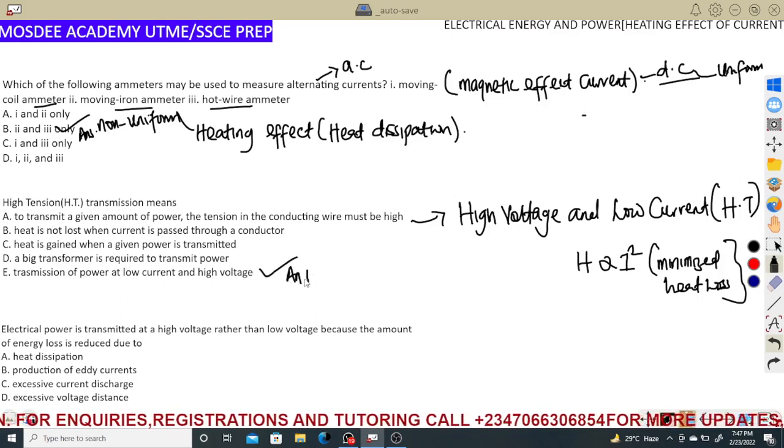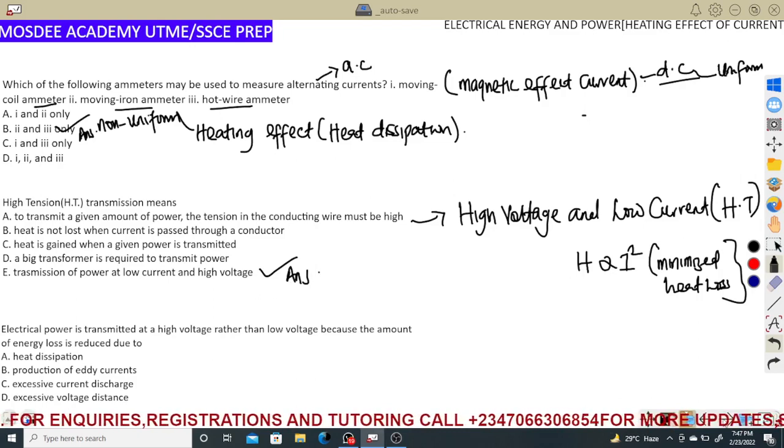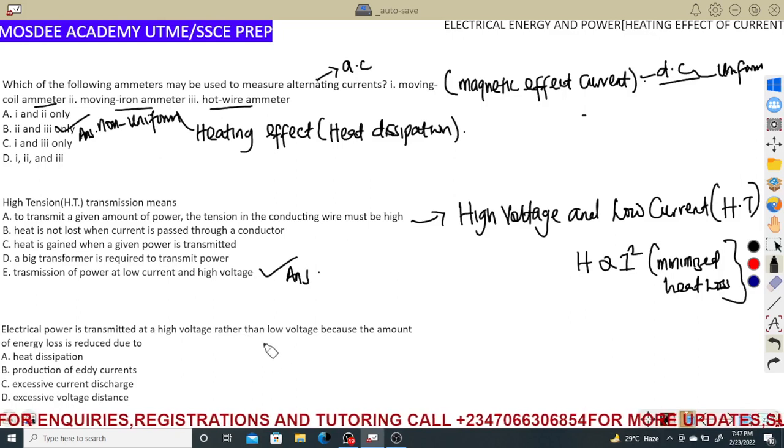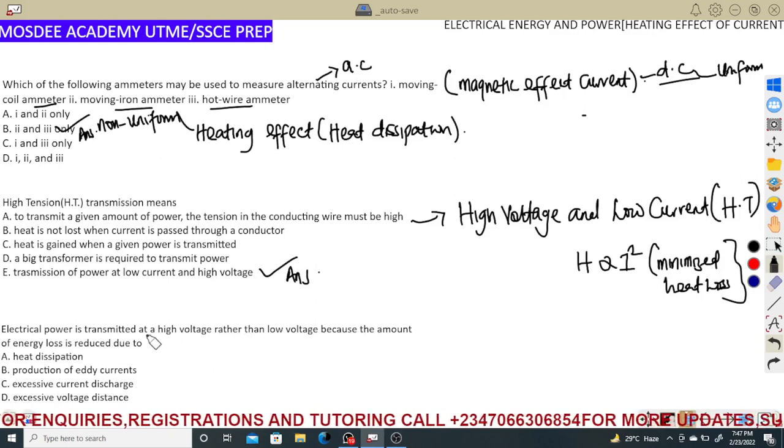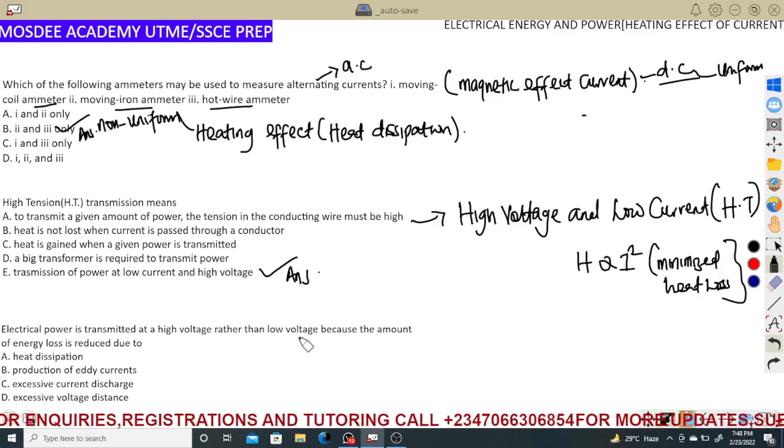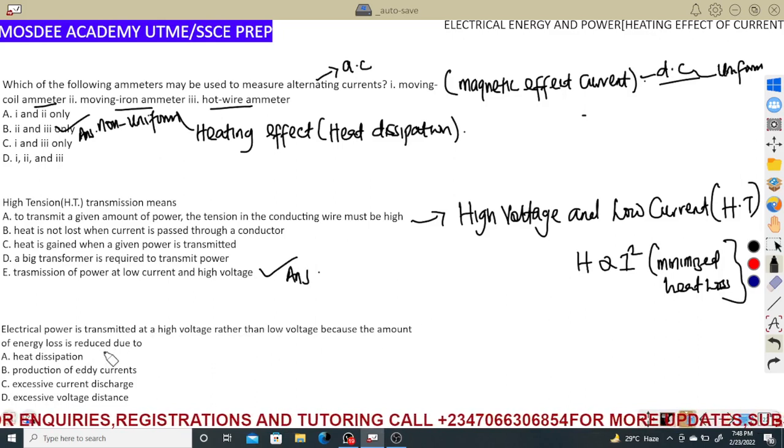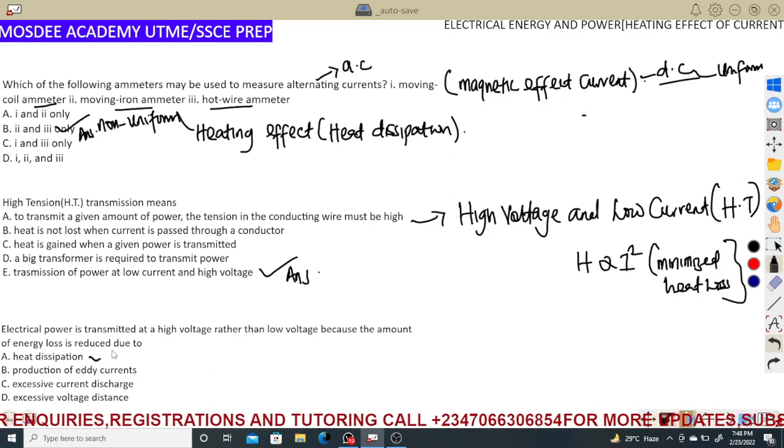So thank you, guys. The last question, I guess. Or do I still have one more page? Wow, thank God I don't have another page. Now, the last question is: electrical power is transmitted at high voltage rather than low voltage because the amount of energy loss is reduced through dissipation.